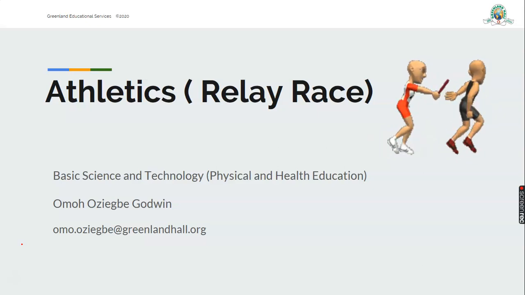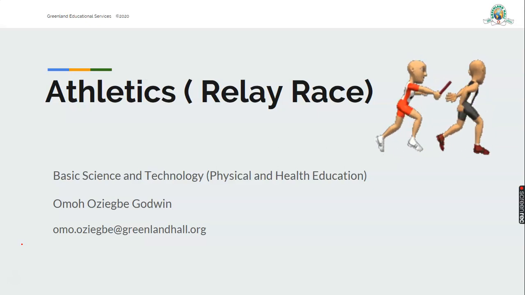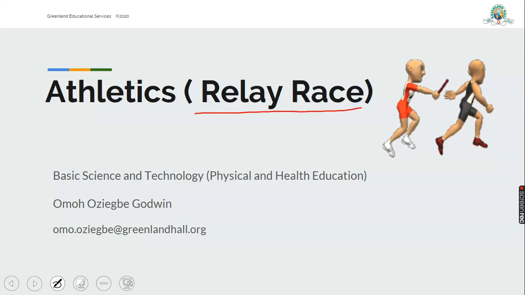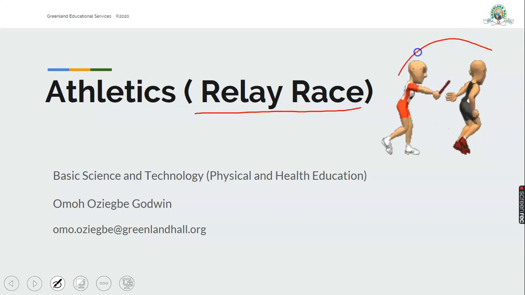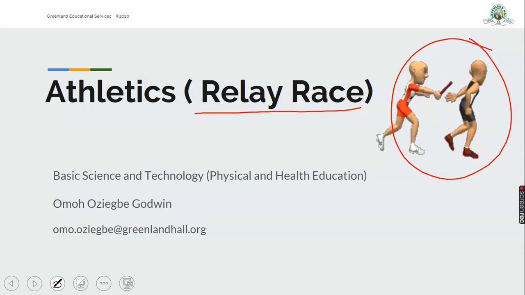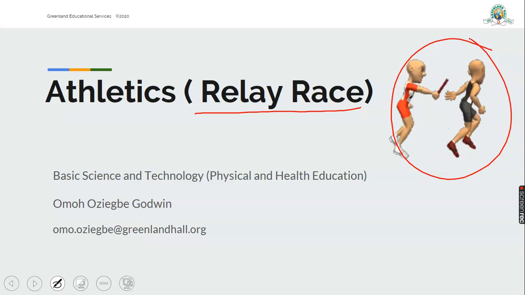We'll be talking about athletics. And under athletics, we'll be discussing the subject of relay race. Have you heard of relay race before? Have you seen it in your sporting events? Does it bring any memories to you? Oh, don't worry. We're going to talk about it.